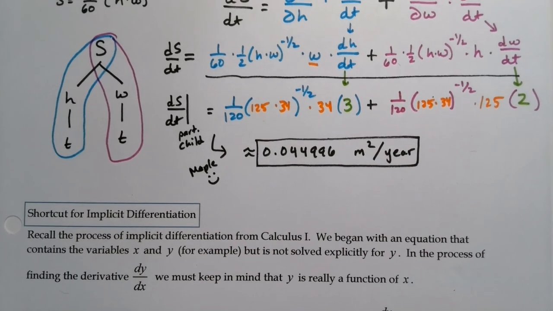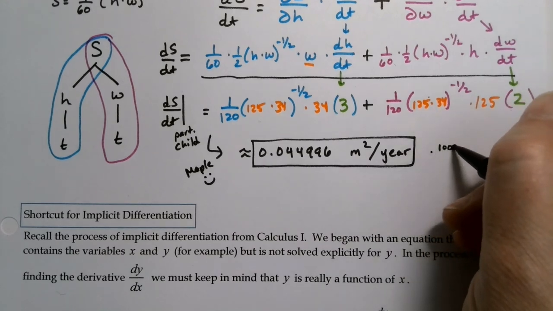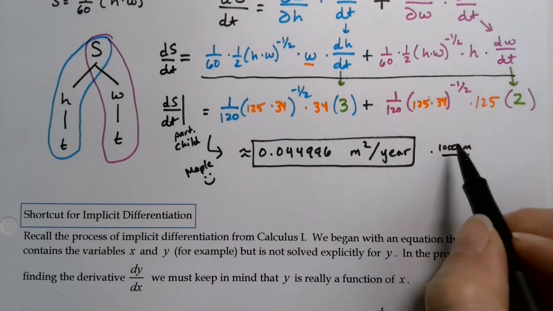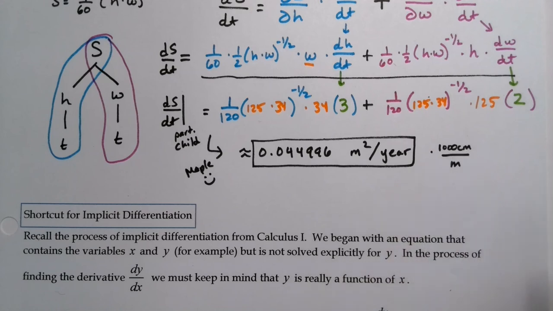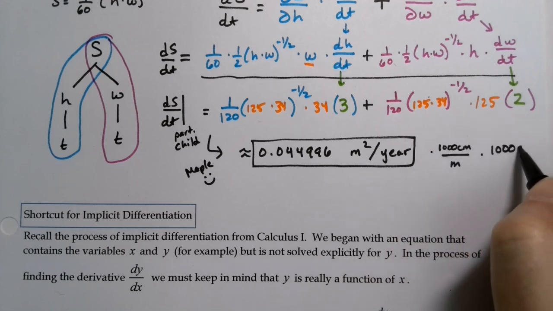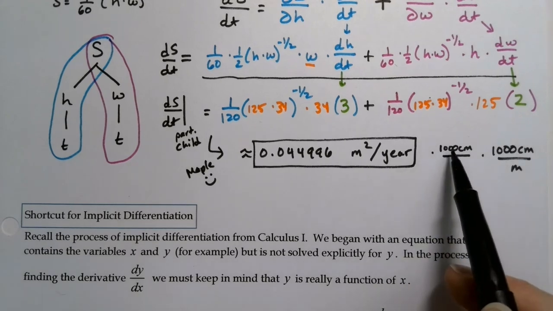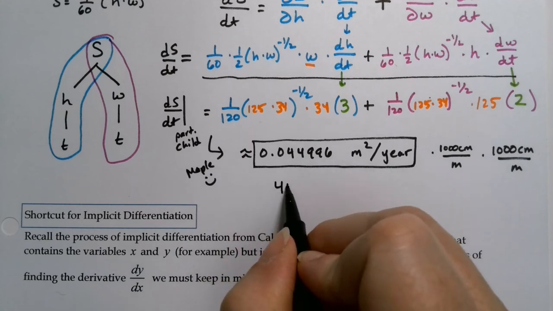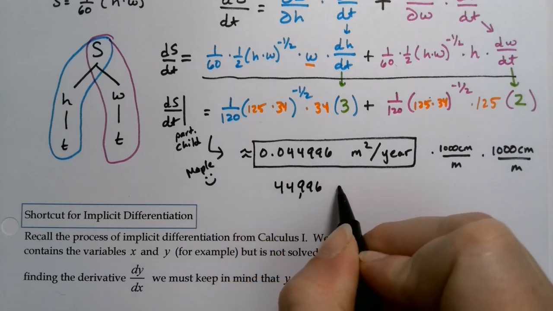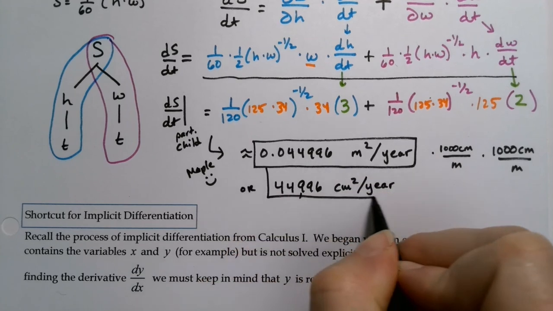Now, if you wanted it in centimeters squared, just for fun, what you'd have to do is multiply by a fraction that makes the meters go away and the centimeters get introduced. But of course, you'd have to do it twice because meters is squared. This 1,000 would move the decimal 3 spots over, and the other 1,000 would move it 3 spots more, so that'd be 44,996 centimeters squared per year. Either one is fine.